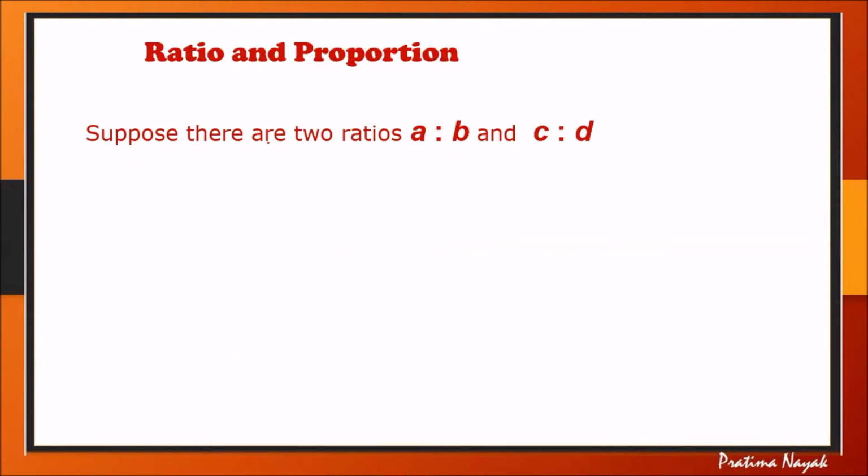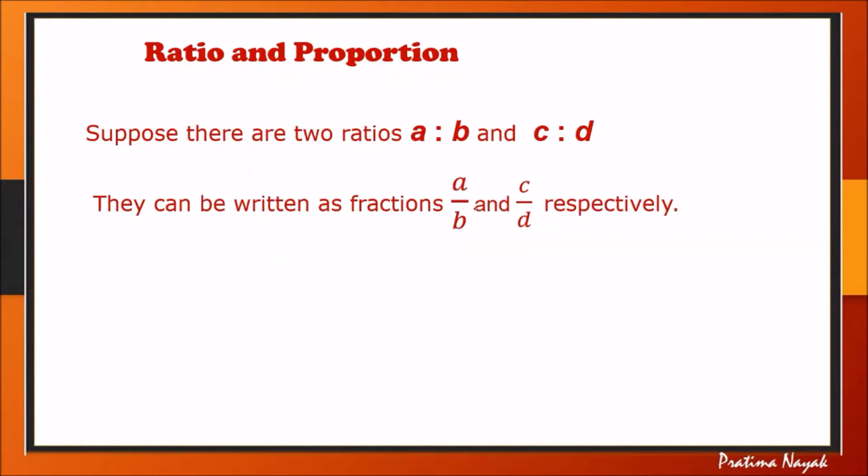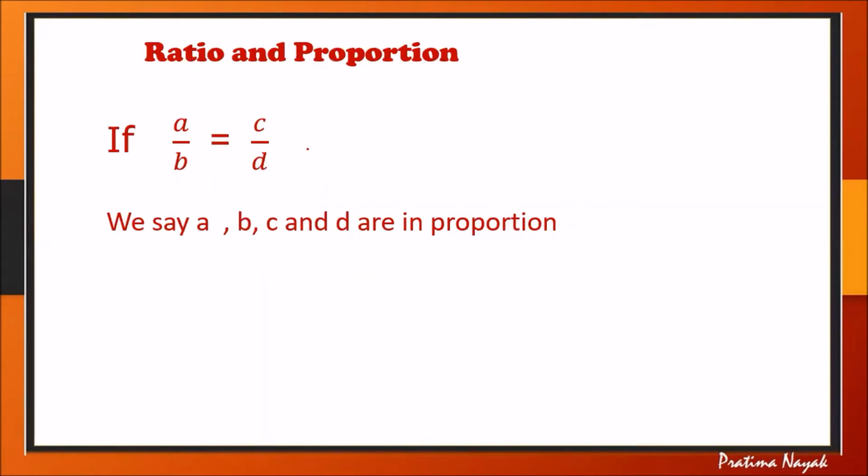So starting with the mathematical definition of ratio and proportion. Suppose there are two ratios, A is to B and C is to D. We can write in fraction form also, A upon B and C upon D. If these two ratios are equal, if A by B is equal to C by D, then we say A, B, C, D are in proportion. Ratio of A to B is equal to ratio of C to D. Then we say A, B, C, D are in proportion.